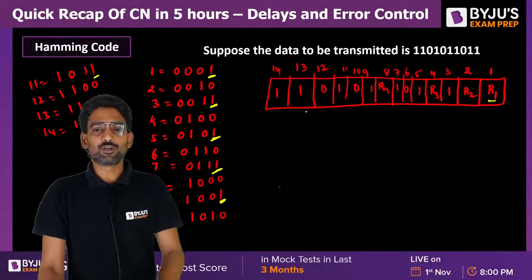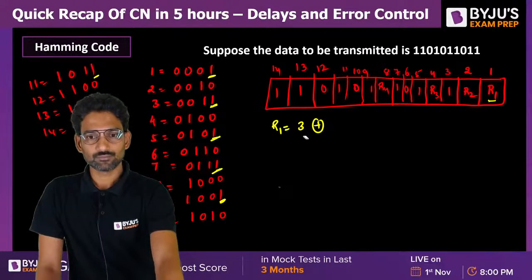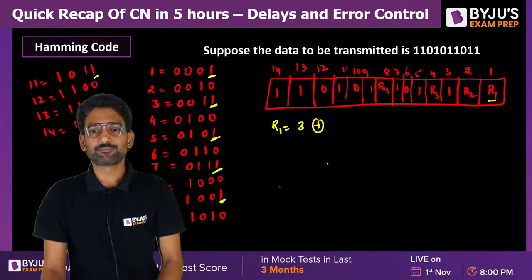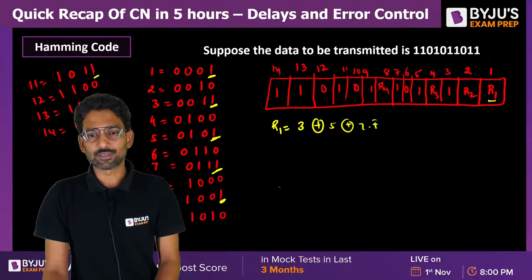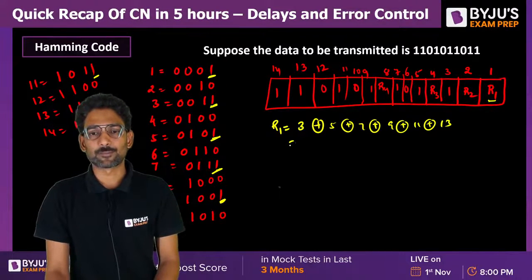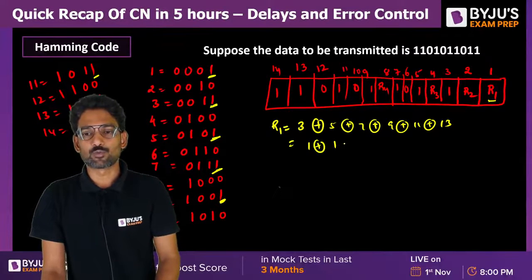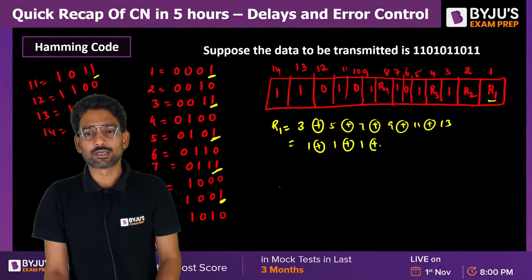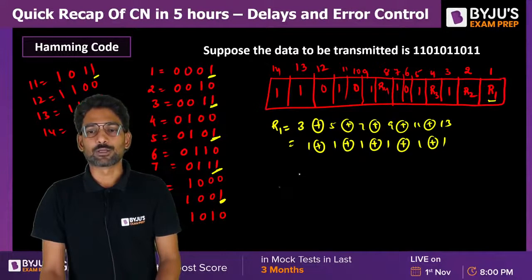So we want to find out R1. Leaving that position, for all the remaining position bits do XOR. Okay. So third position bit, fifth position bit, seventh position bit, ninth position bit, 11th position bit, 13th position bit. What do I have in the third position? 1. Fifth position 1, 7 1, 9 1, 11 1, 13 1.